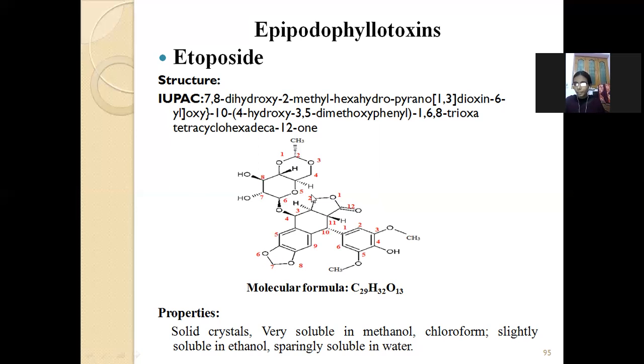So I will explain it again. 7,8-dihydroxy-2-methyl-hexahydropyrano-1,3-dioxin-6-yloxy-10-4-hydroxy-3,5-dimethoxyphenyl-1,6,8-trioxa-tetracyclohexadeca-12-one. So this is the IUPAC name and structure of Etoposide.